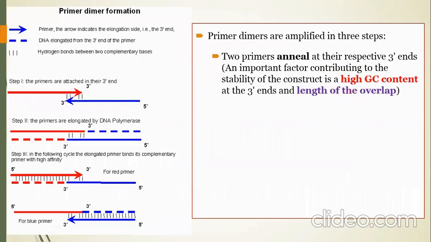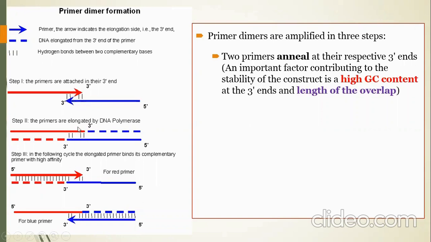So next, if you could see this, this is actually a diagrammatic representation. Primer dimers are amplified in 3 steps. In the first step, 2 primers anneal at their respective 3' ends. And if there is high GC content here, they will bind with more strength because there will be more hydrogen bonding.